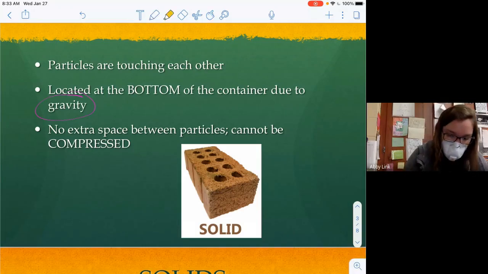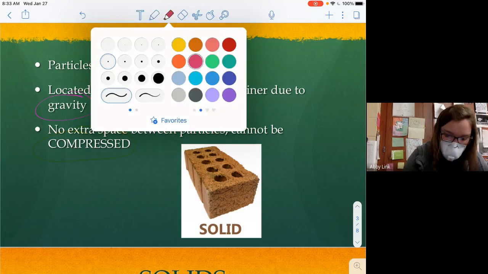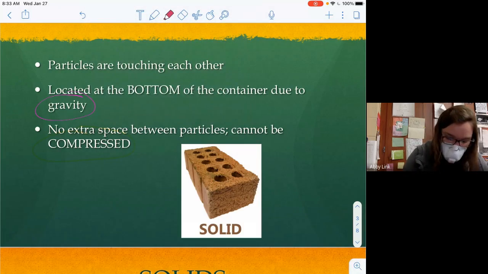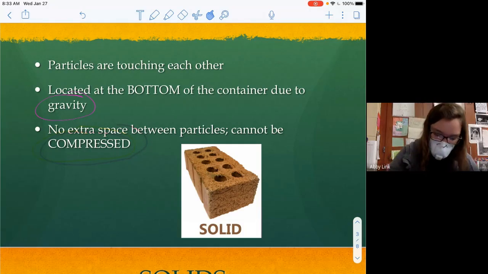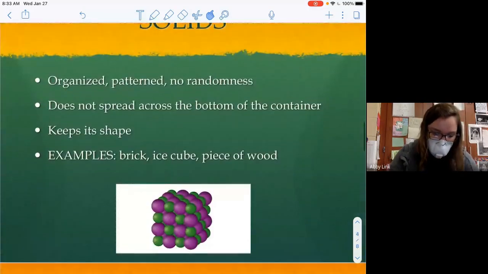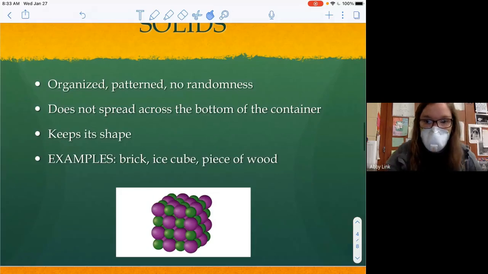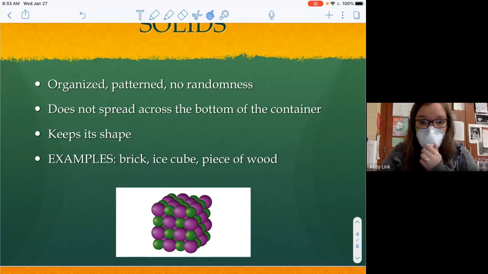I'm not entirely sure about why we're talking about they can't be compressed idea here. That's kind of interesting to me. So hopefully we're going to come to understand why that's significant to us. All right. Solids have an organized pattern, and there is no randomness in their particle diagrams. They do not spread across the bottom of a container, and they keep their shape.